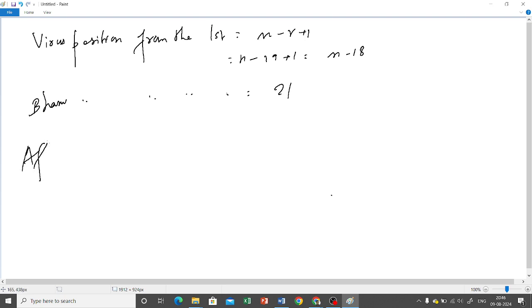After interchange, sir, why did you do n minus 19 plus 1? The formula I said was: if there are n number of people, and the position from the last is r, then the position from the first is n minus r plus 1. If someone is at position r from the last, they will be at position n minus r plus 1 from the first, okay?